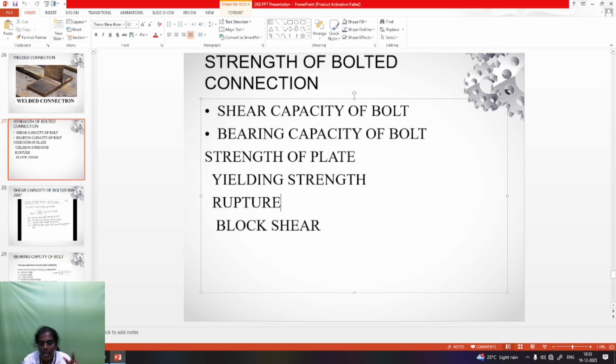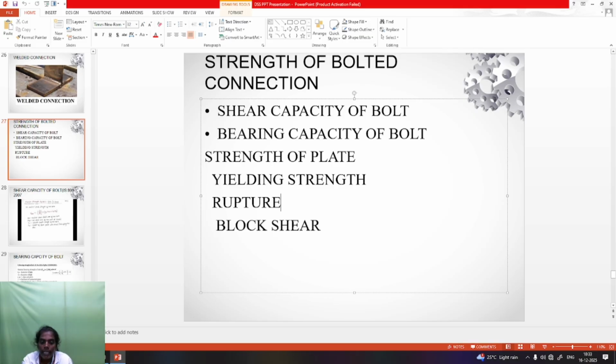The next one is block shear. Block shear is normally for the angle section. The angle is the inclined member. Block shear failures occur for angle sections. So for an angle, to resist block shear, you go for the block shear strength calculation. The first one is bolt strength, the second is plate strength. So these two strengths are calculated.